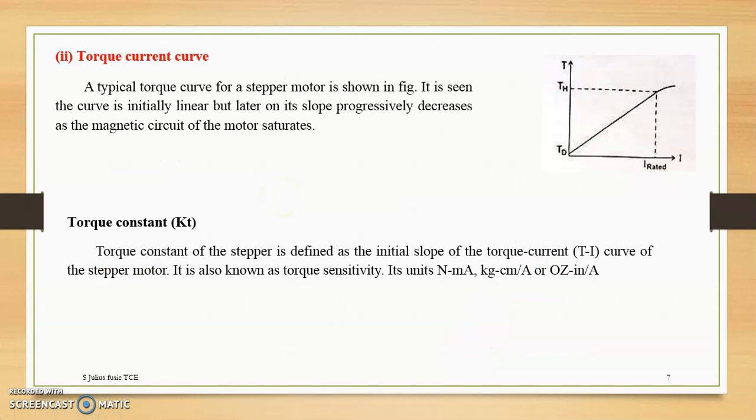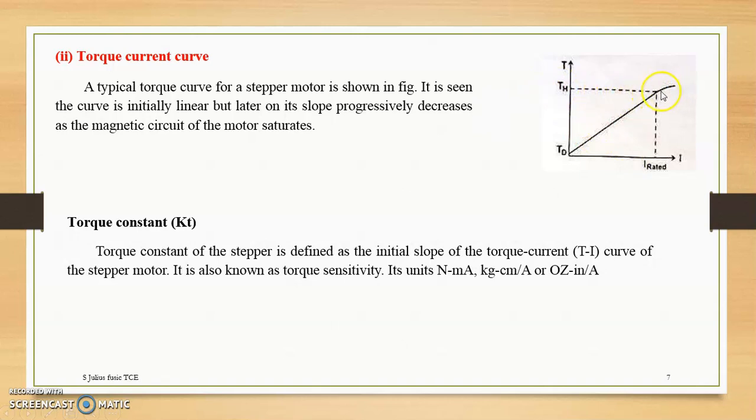Next we will go with the torque-current curve. Normally the torque and current are directly proportional. Similar to that, in your stepper motor also, as the torque increases with respect to the current, the graph will be linear in nature. At one particular point your torque and current curve will be saturated. That point is said to be the maximum torque or the holding torque.